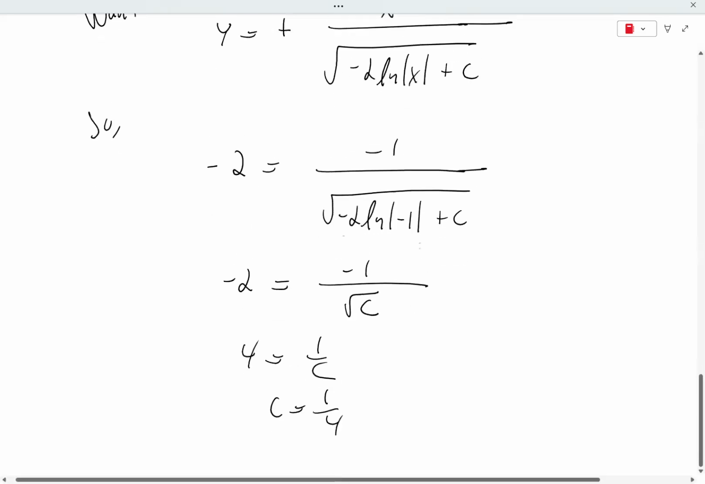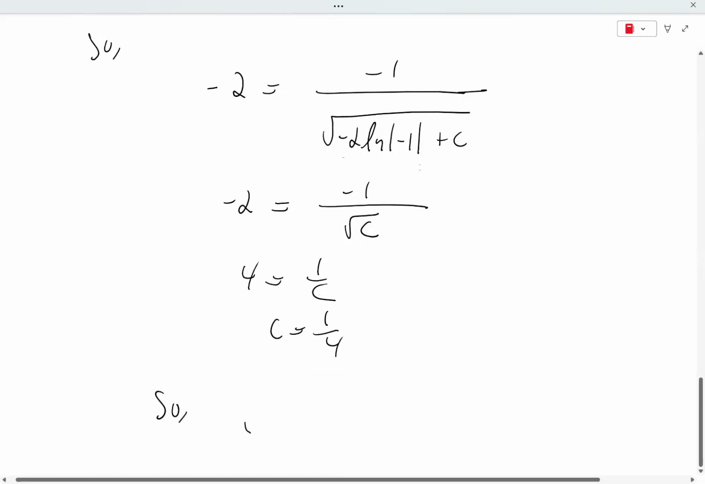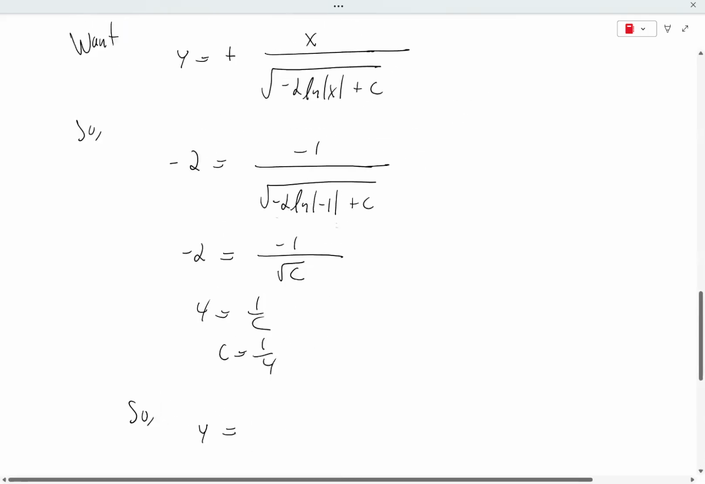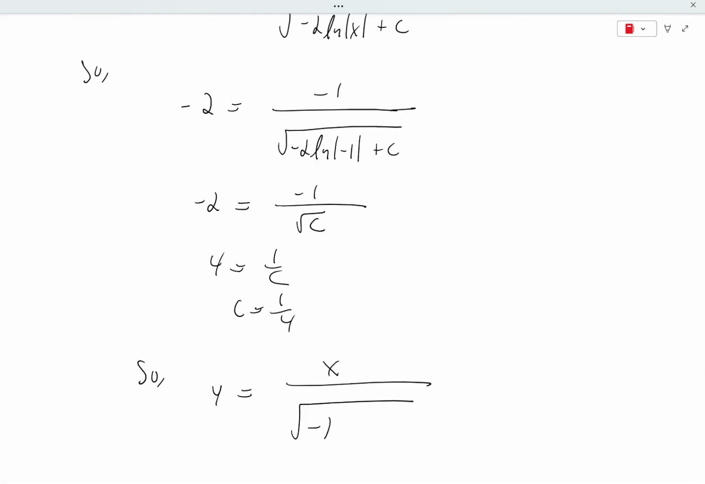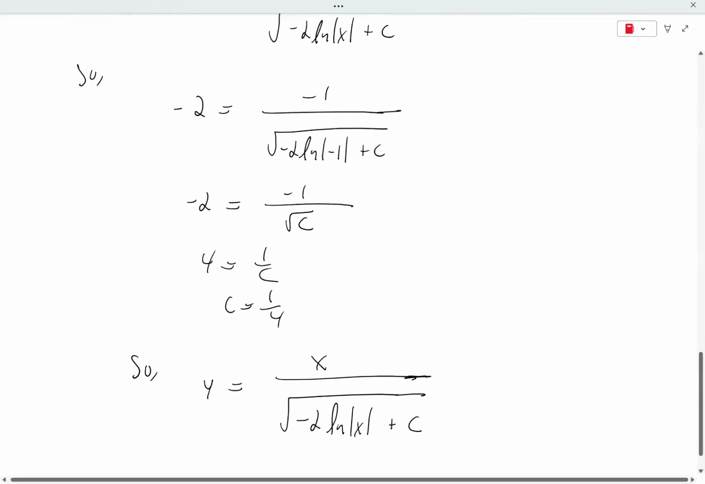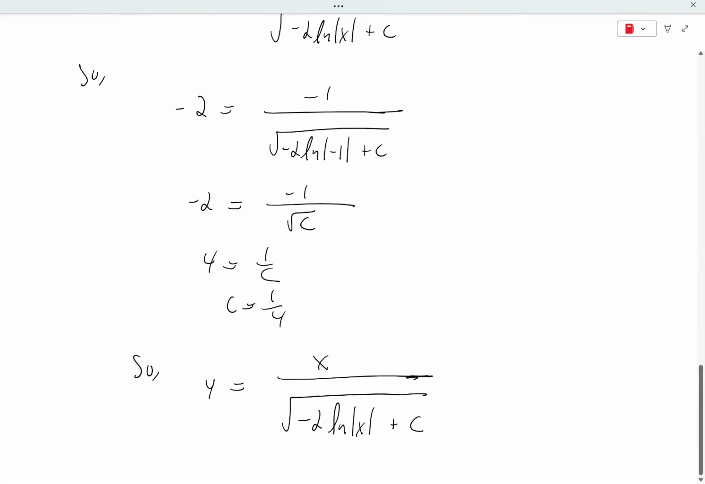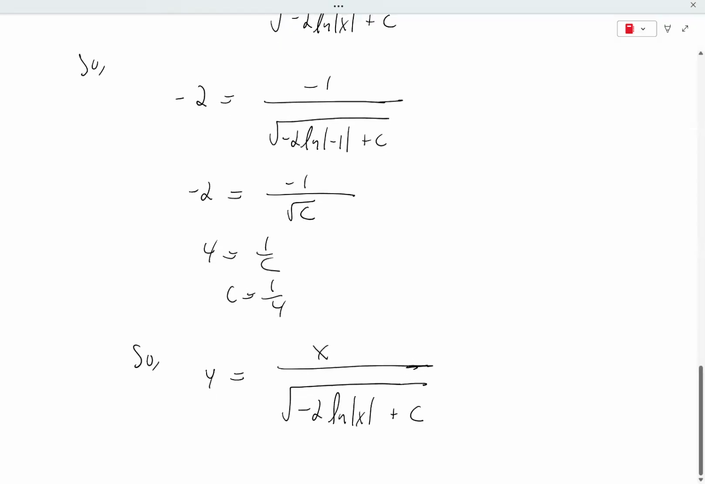Okay, so finally, the solution to the initial value problem would be y equals x over square root of -2 natural log absolute value of x plus c. Or not plus c, what am I saying? We already found the c, 1/4, so plus 1/4. Yeah, plus 1/4. So that would be the answer to the initial value problem. That would be the solution to it then.